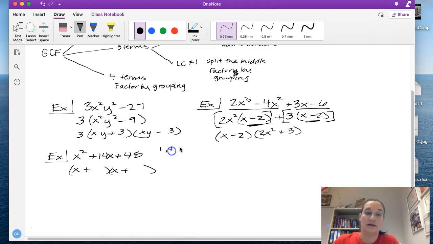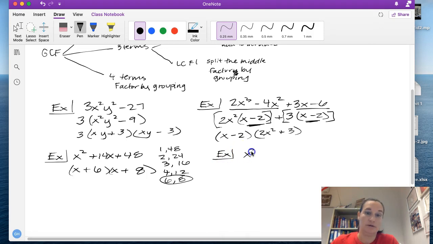Factors of 48, I always list them. You may know what it is right off the bat. I don't know, but 1 times 48 is 48. 2 times 24, 3 times 16, 4 times 12, 6 times 8 is 48. The ones that add to 14 are 6 and 8, so we just fill them in. And which one goes where doesn't matter. All right, so that's your basic factoring.